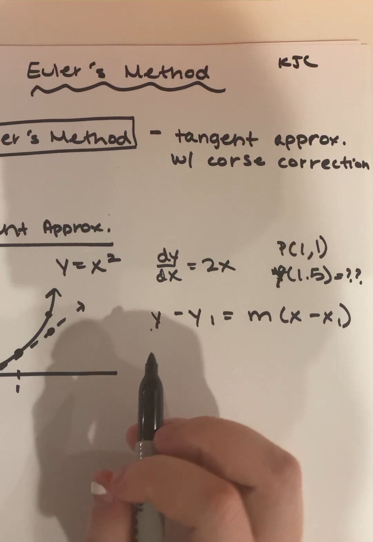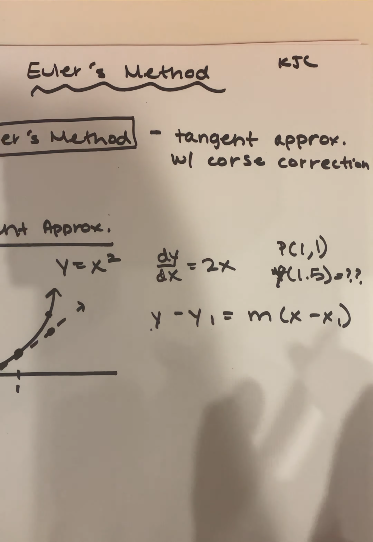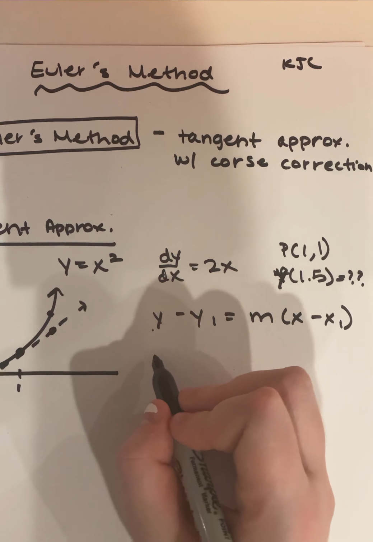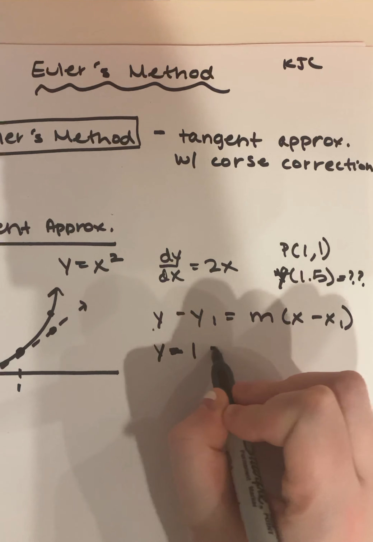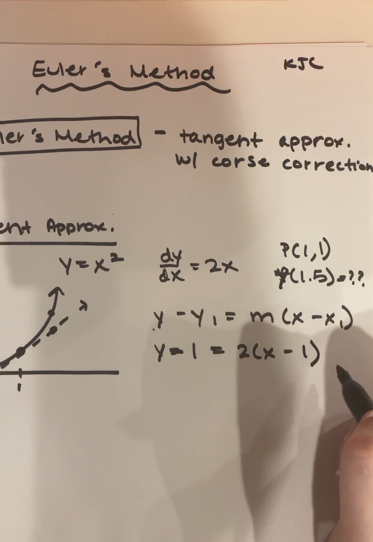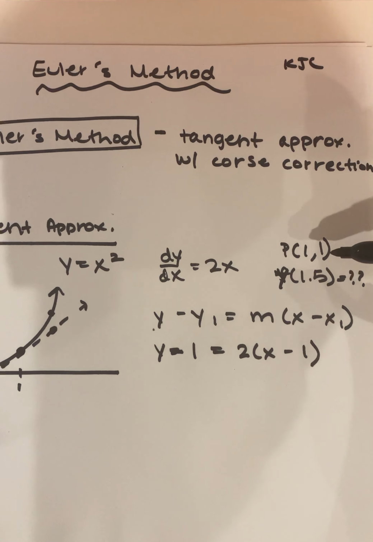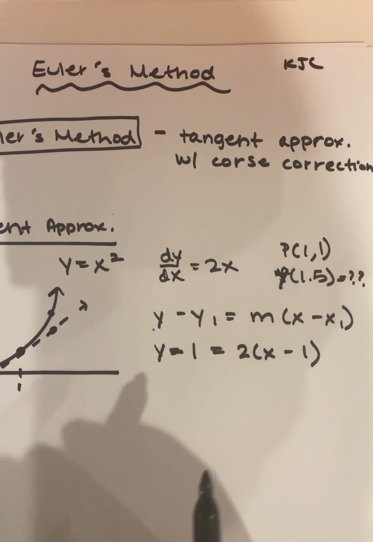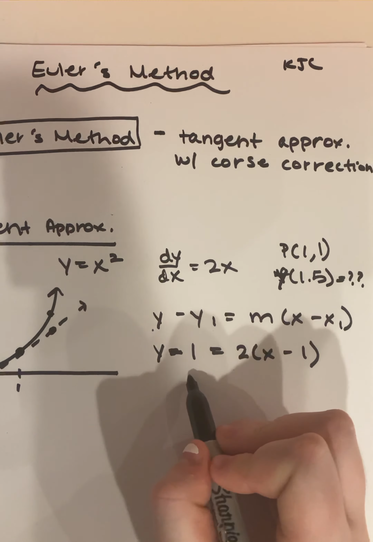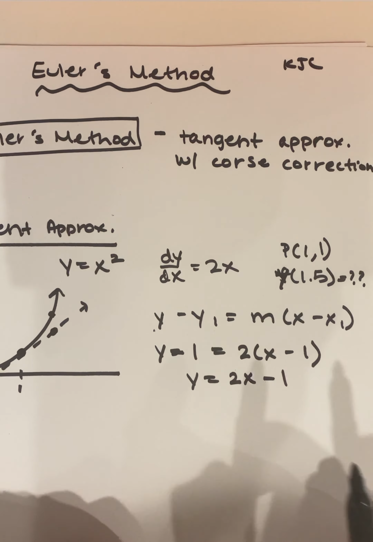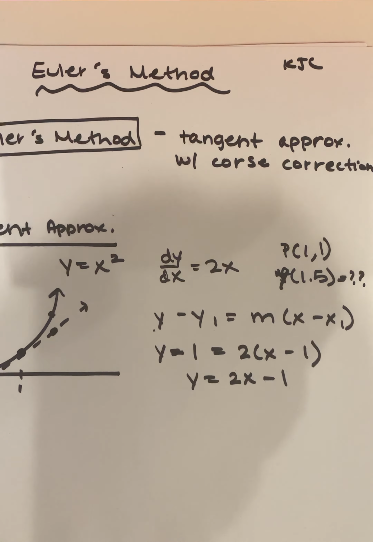Taking what we know about a tangent line, we're going to use point slope form in order to find this. At the point (1, 1), we're going to plug in 1 and 1 for the x and y values, and 2 for the slope, because if you plug in 1 for x in the derivative and then multiply it by 2, you're going to get 2.